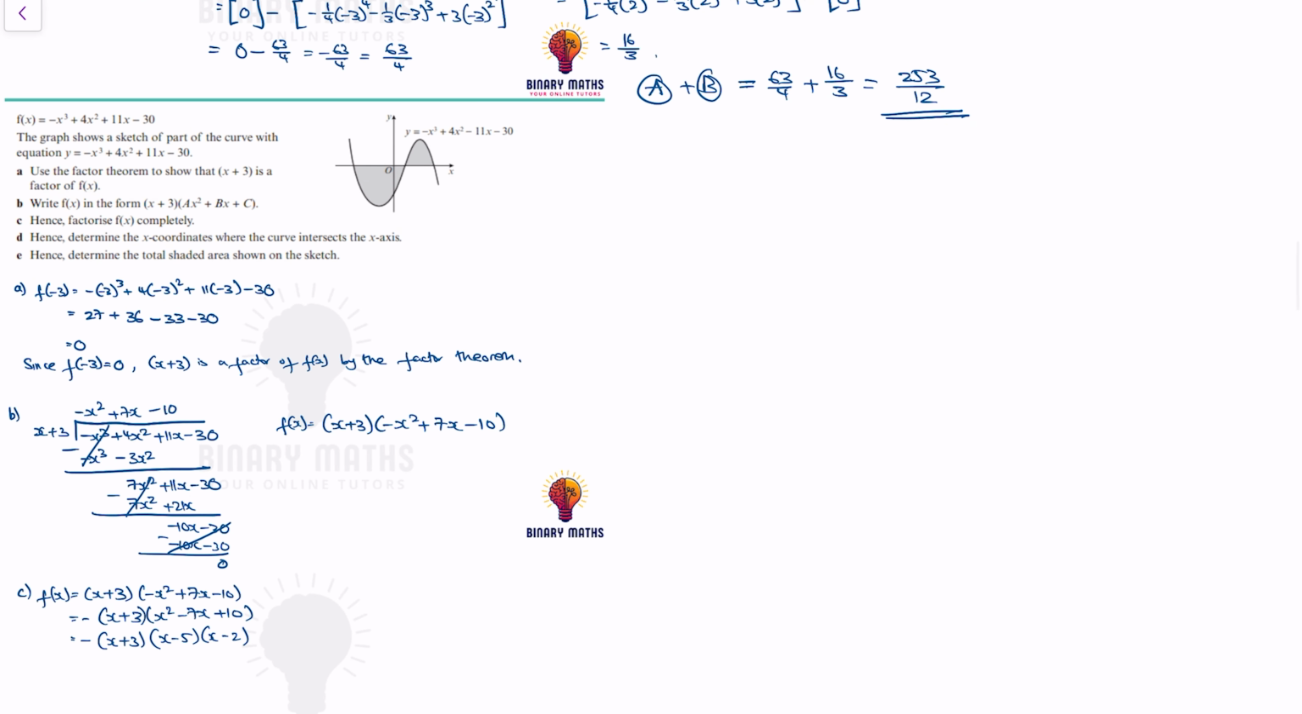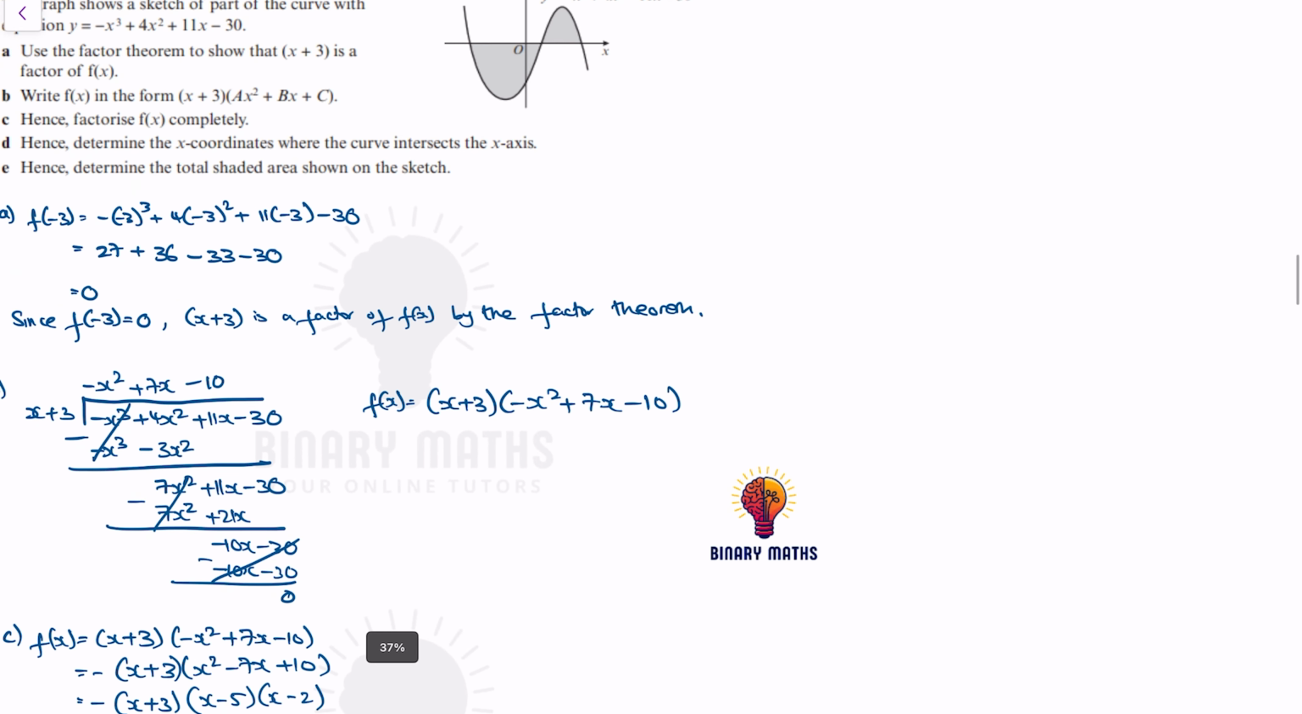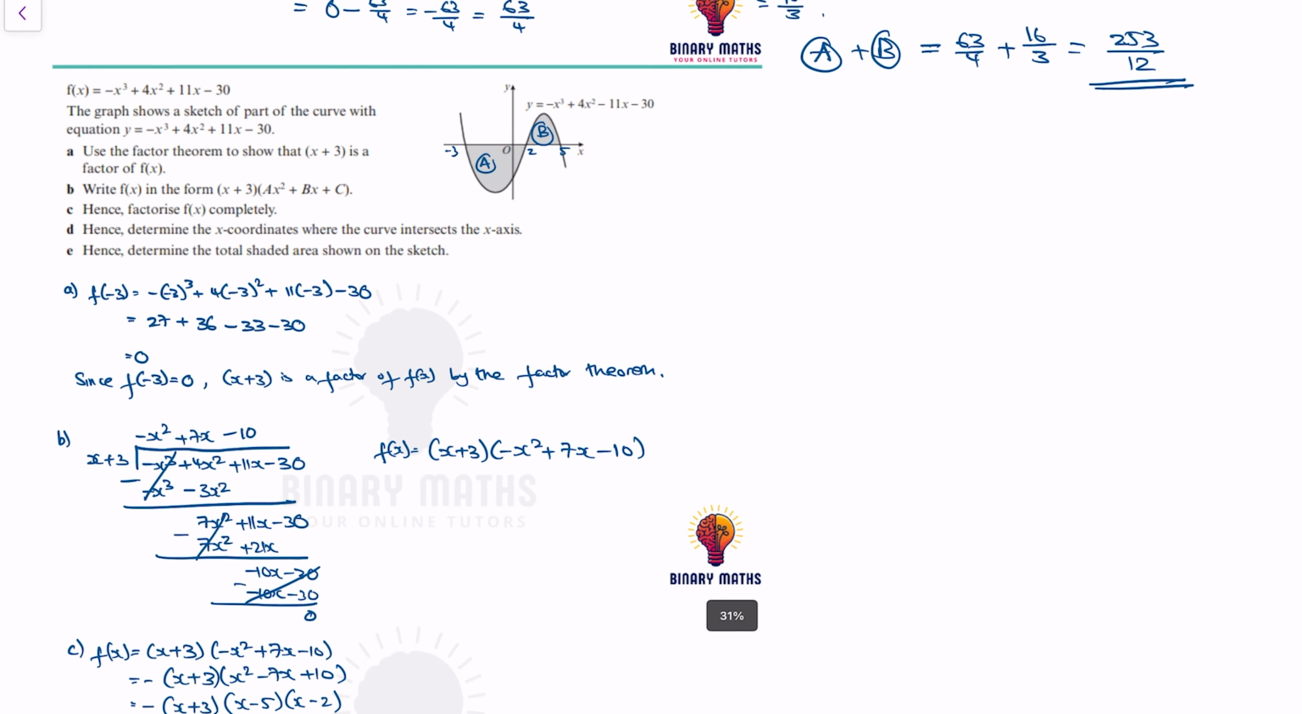D, hence determine the x coordinates where the curve intersects the x-axis. That is all the roots of the equation. So x is equal to negative 3, x is equal to 5, and x is equal to 2. Okay, E, hence determine the total shaded area shown by the sketch. Total shaded area. So that means this is minus 3, this is 2, and this is 5. So let's call this A, and let's just call this B. So we have to do E.